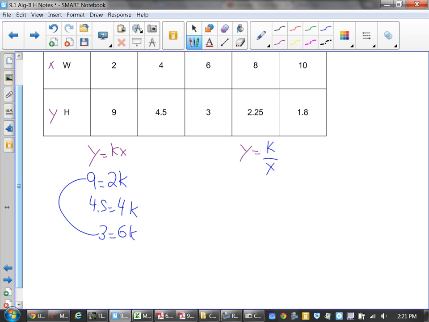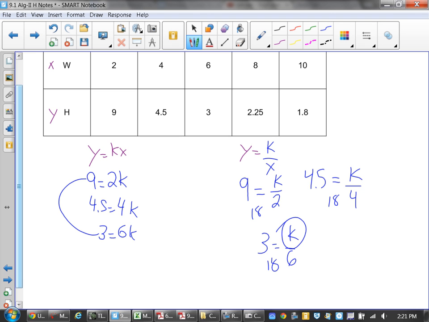So when you go to the other one, you'll see this real quick. Does 9 equal k divided by 2? Does 4.5 equal k divided by 4? Does 3 equal k divided by 6? If I check those three to solve for k, what do you get each time? 18. So do you see how if I multiply up by 2, I get k is 18 here, I get 18 here, and I get 18 here. So that means my value of k is 18.